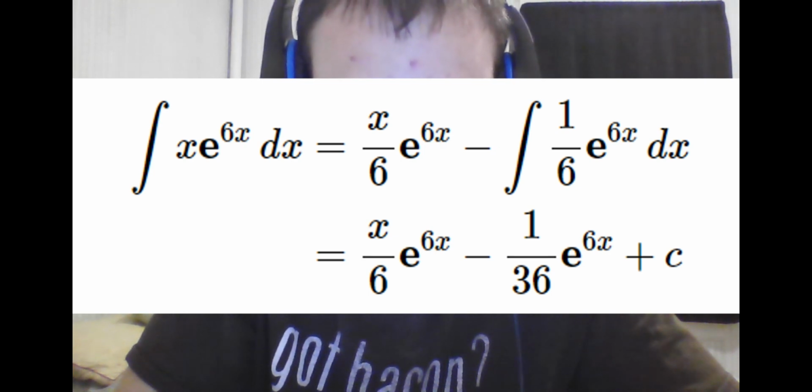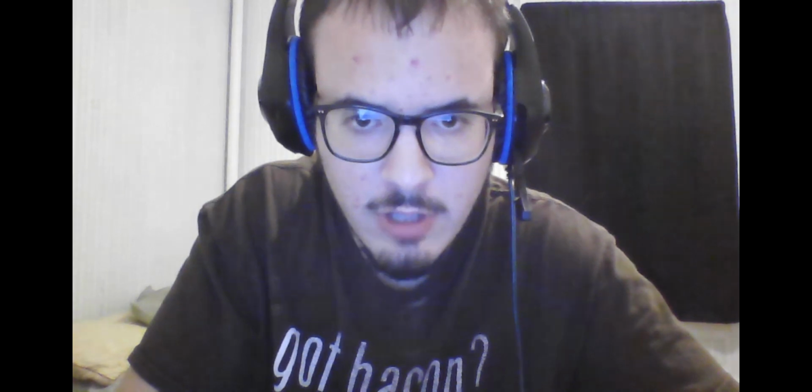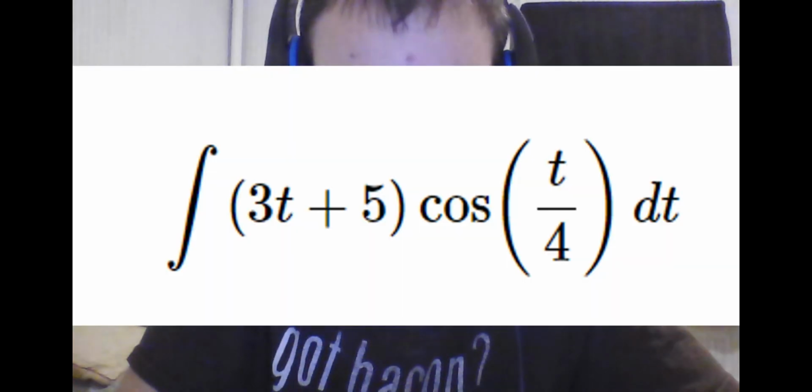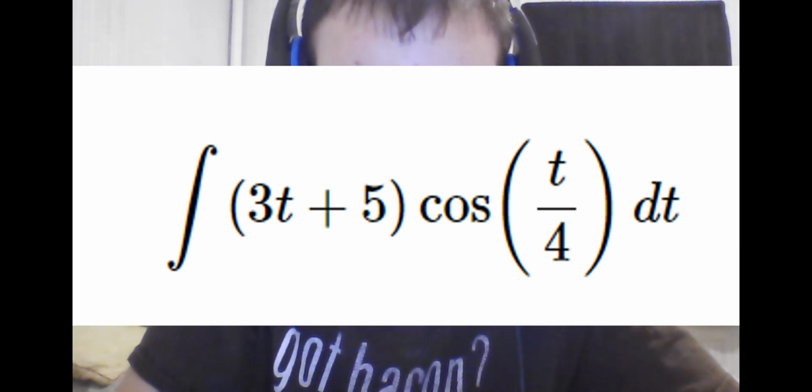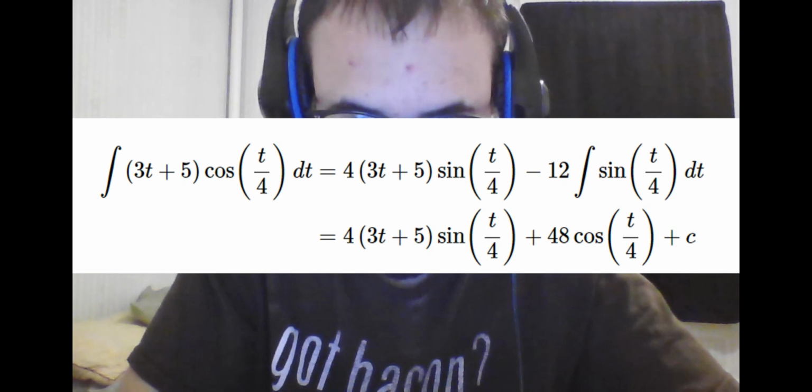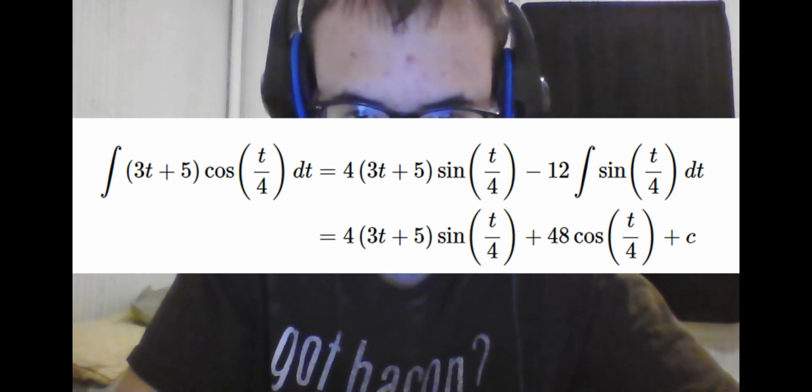Another example is if we were to evaluate this integral, we can see that u equals 3t plus 5, v equals 4 times sine of t over 4. So we take their derivatives and plug this into the integration by parts formula and reduce it so that there are no integrals in anything.